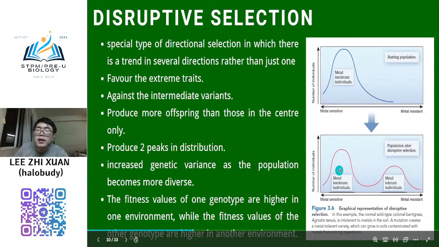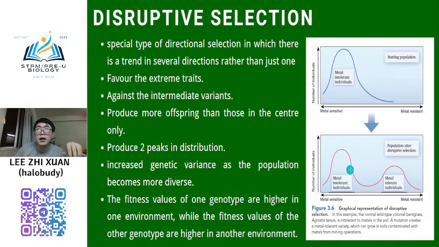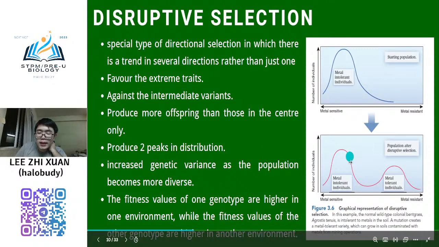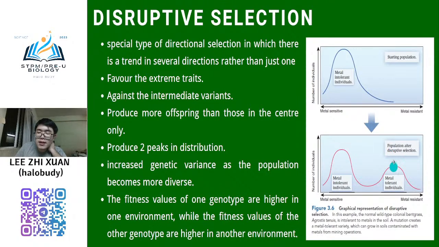This one can only survive on unpolluted land. This one can survive on polluted land. In that comparison, there is no intermediate one. Either it can survive or cannot survive. Because of this, it will produce two peaks in the distribution. There are two peaks, one here and one here, because of both extreme conditions.